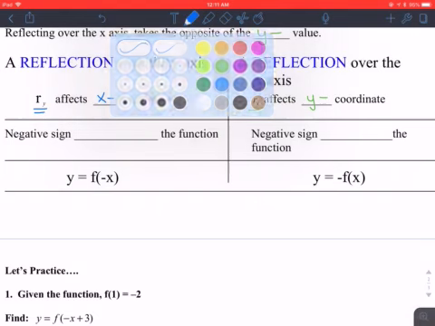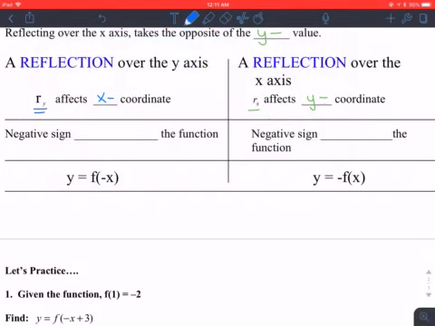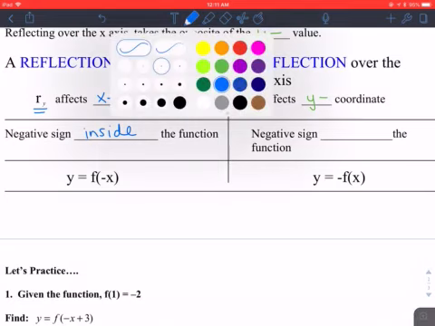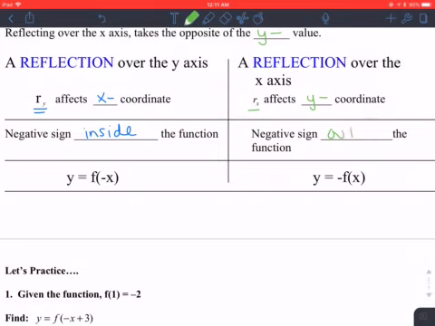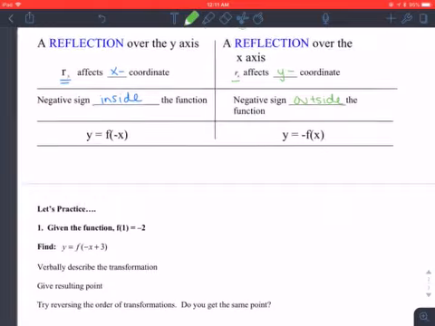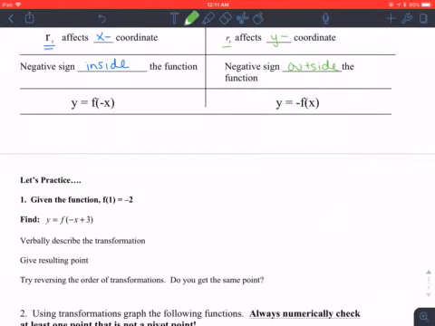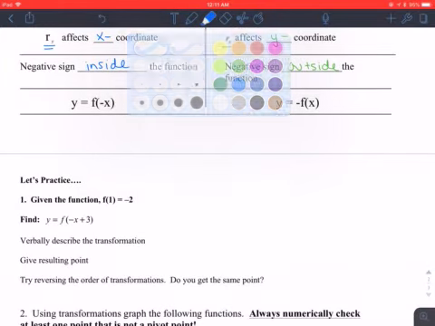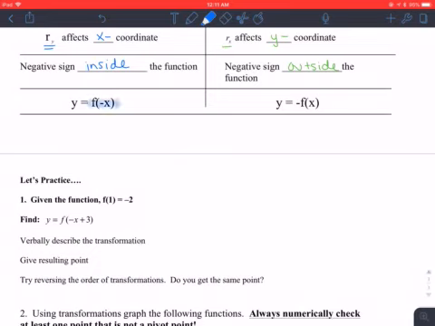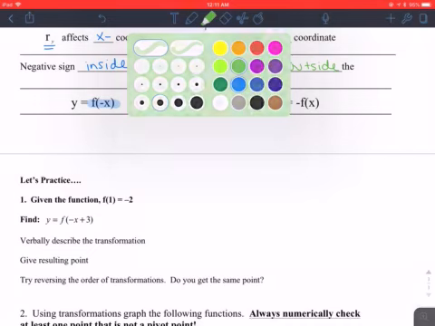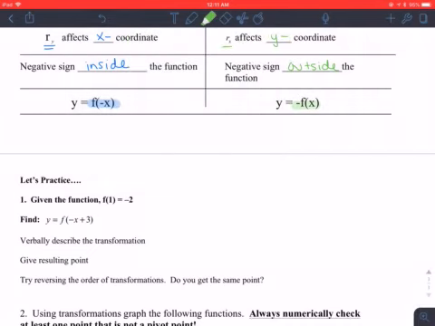And this is going to be very much like our translations. When we have a negative sign inside the function, that's when we're going to change our x values. Whereas the negative sign outside of the function affects our y values. And you'll notice the difference. In this one we have a negative inside our parentheses, versus here our negative is outside of the function.